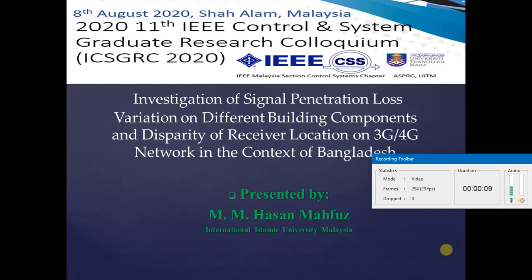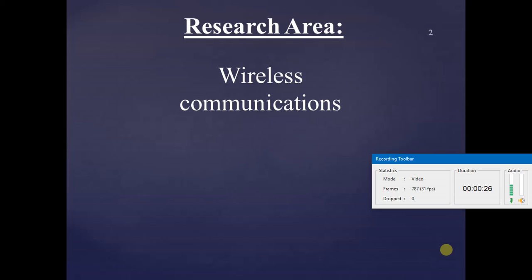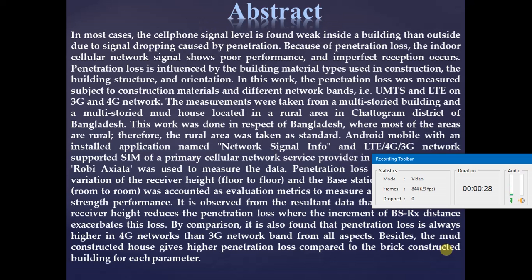Today I am going to present my research work titled Investigation of Signal Penetration Loss, Variation on Different Building Components, and Disparity of Receiver Location on 3G 4G network in the context of Bangladesh. And my research area is wireless communication. So this is the abstract.